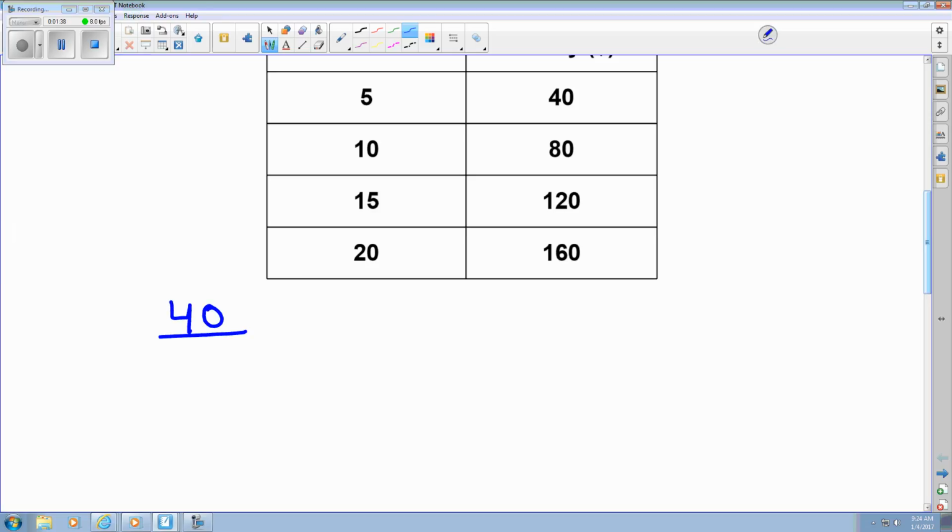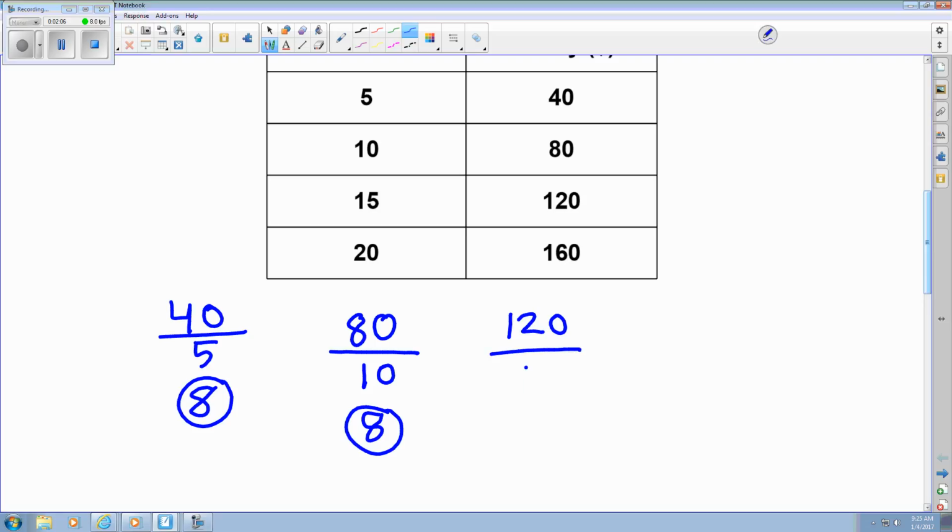If it's 40, then we're going to divide by 5. 40 divided by 5 would be 8, and we'll circle that underneath to show the answer. Then 80 divided by 10 is 8. 120 divided by 15 is 8. And you can use a calculator to help you with these. These are pretty simple, but as they get more difficult, you will feel the need to use a calculator. And 160 divided by 20, you can do in your head, which is also 8.